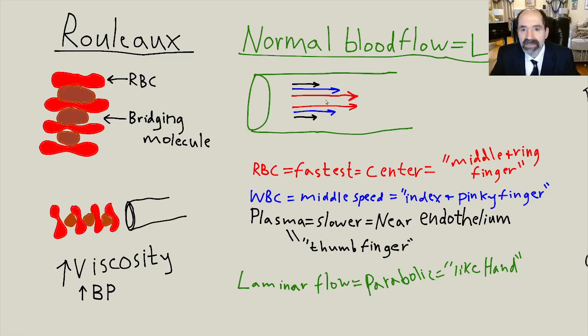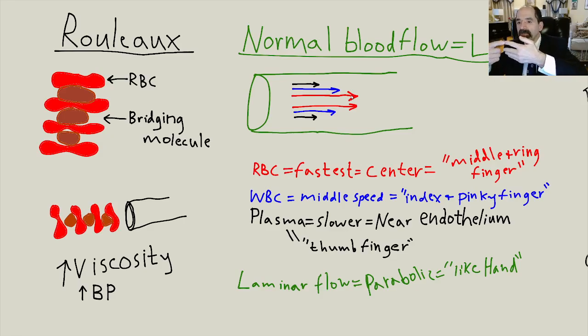Okay. Next thing here is to talk about laminar flow. So look at my hand. This is kind of the way to get it. If you look at a hand, that tells you about what laminar flow does. So in the middle here, the red arrows, those are the red blood cells. They're flowing the fastest, like these two fingers. So that's where your red blood cells flow, right in the center.